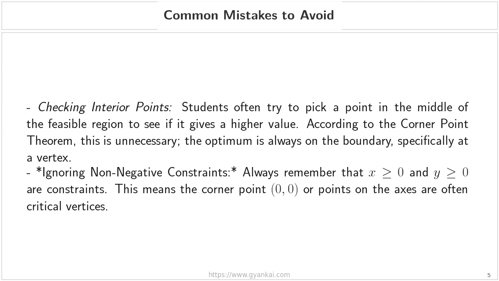Second, do not ignore your non-negative constraints. In almost every linear programming problem, you will see constraints stating that x is greater than or equal to 0, and y is greater than or equal to 0. It is easy to get so caught up in the complex intersection points that you forget the axes themselves are boundaries. This means the origin, or the point 0, 0, and the points where your lines cross the x and y axes are often your most critical vertices.